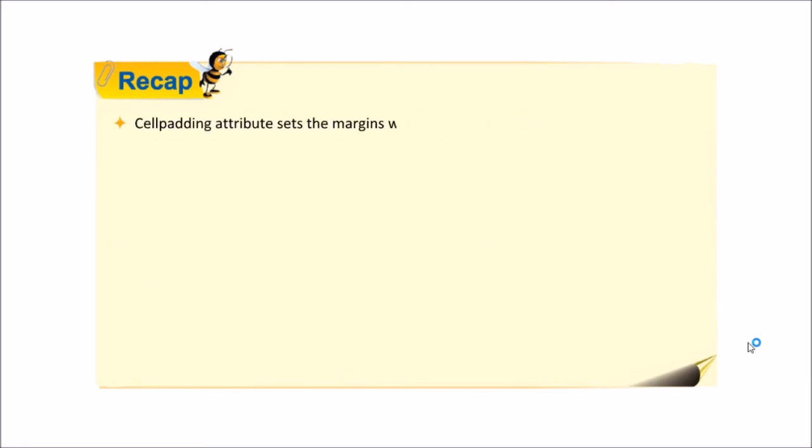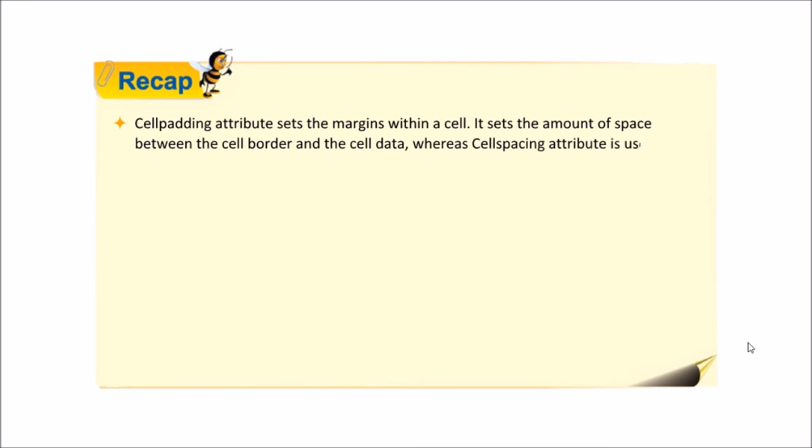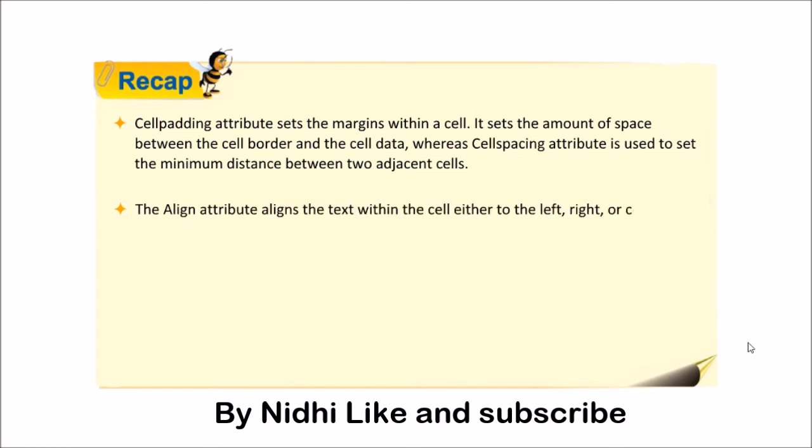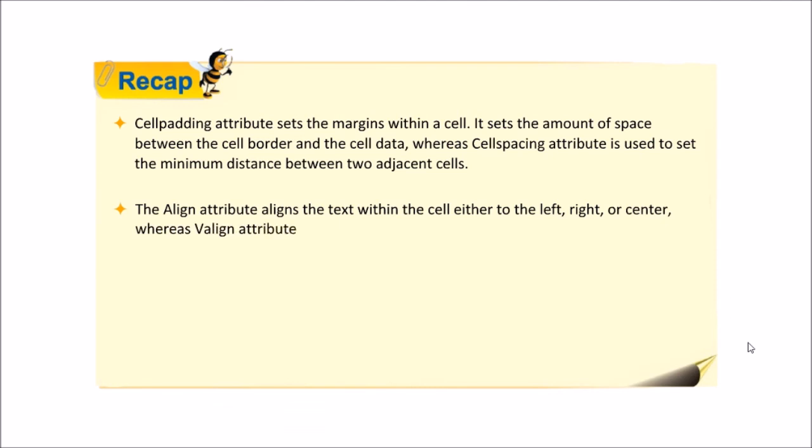The cellpadding attribute sets the margins within a cell. It sets the amount of space between the cell border and the cell data, whereas the cellspacing attribute is used to set the minimum distance between two adjacent cells. The align attribute aligns the text within the cell either to the left, right, or center, whereas the valign attribute is used with the TD tag and sets the vertical alignment of data in a column.